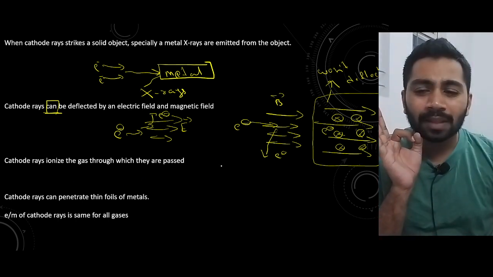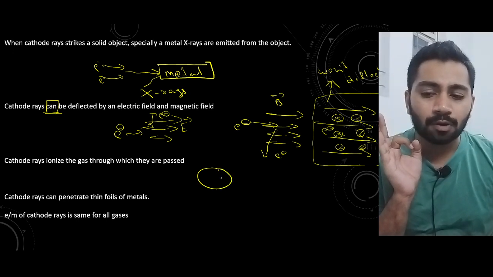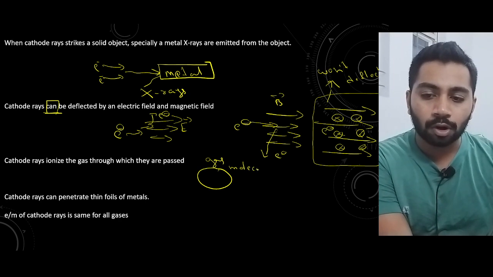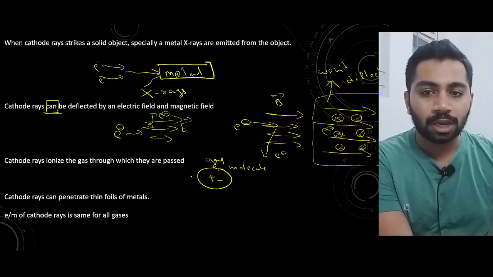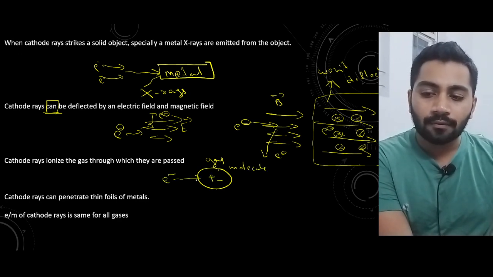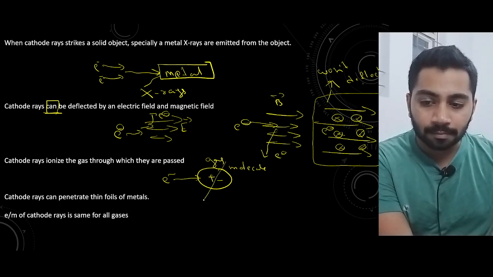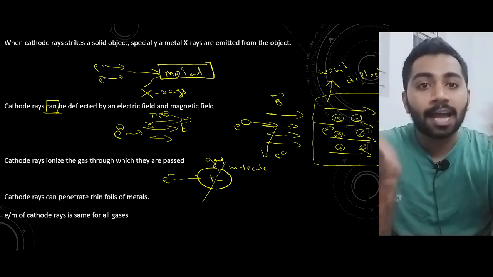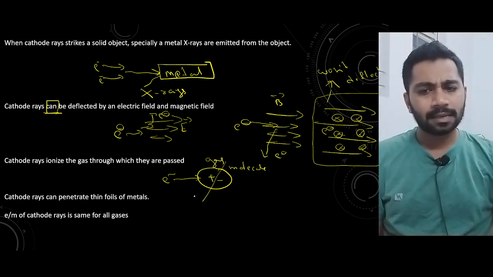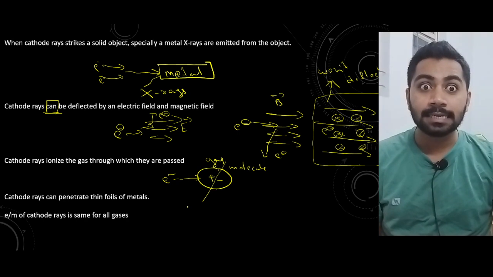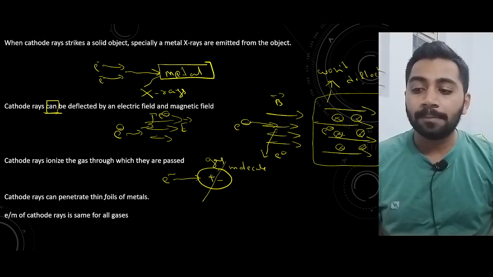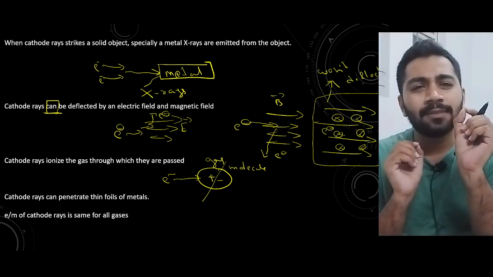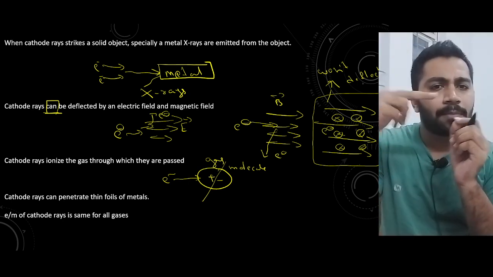Now next point: cathode rays ionize the gas through which they pass. See, very simple. Here is a gas molecule which has positive and negative parts. Now the cathode ray falls here and breaks it, which means ionizing it, breaking it into ions. Simple case. Now cathode rays can penetrate foils, whatever metal foils, very thin foils.